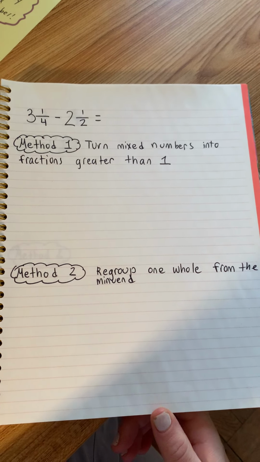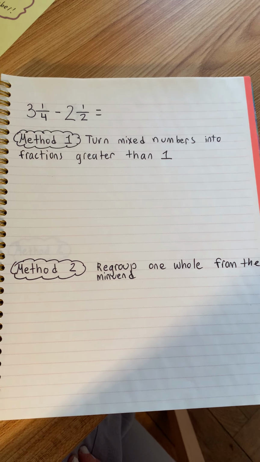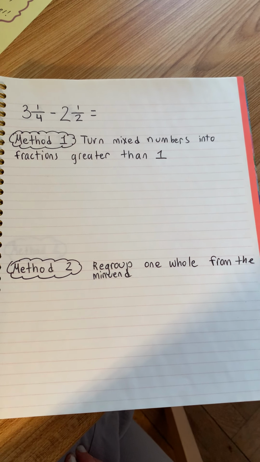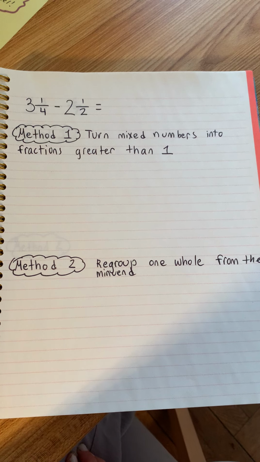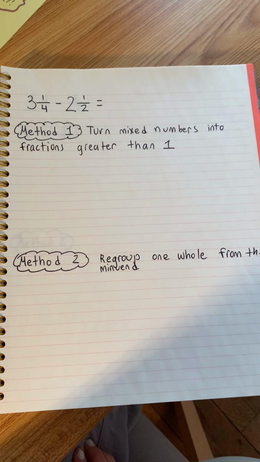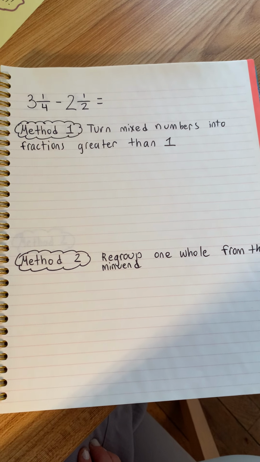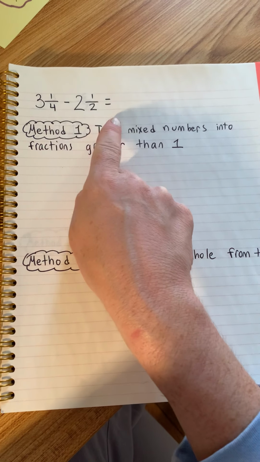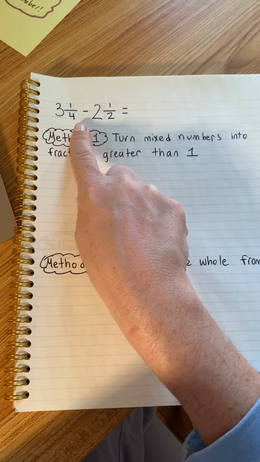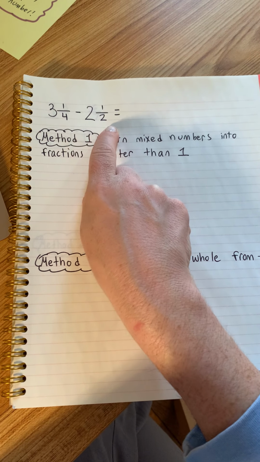Today I'm going to be showing you how to subtract mixed numbers, and I'm going to be showing you two different strategies. Last time we subtracted mixed numbers, but this is going to be a little bit different because if you look at this equation I have, 3 1/4 minus 2 1/2.